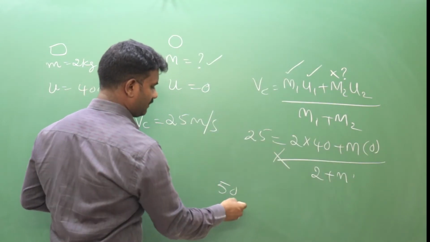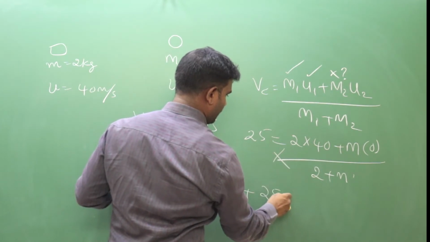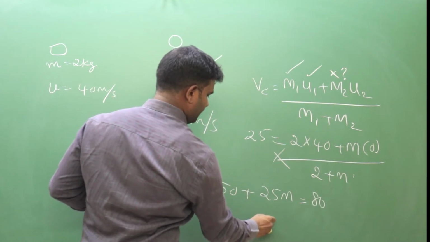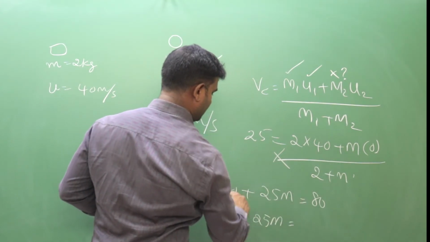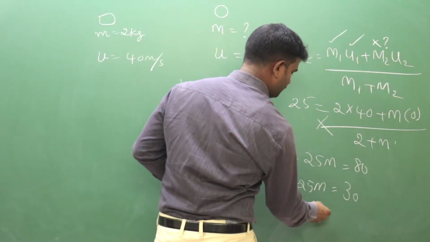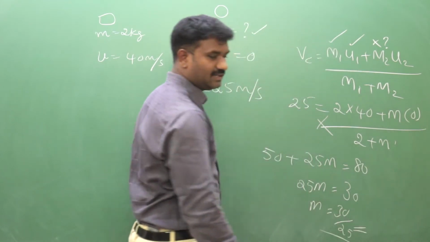Upon cross multiplying, 2 into 25, 50 plus 25m is equal to 80. So 25m equal to 80 minus 50, 30. So m equal to how much? 30 by 25. So you simplify to get the answer.